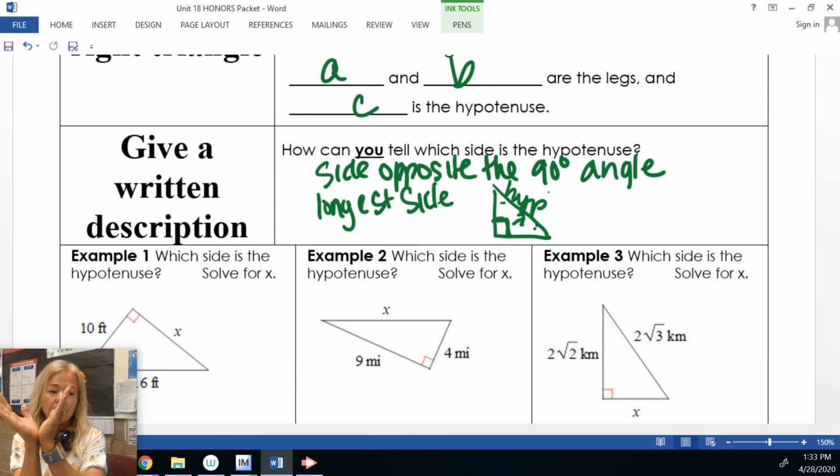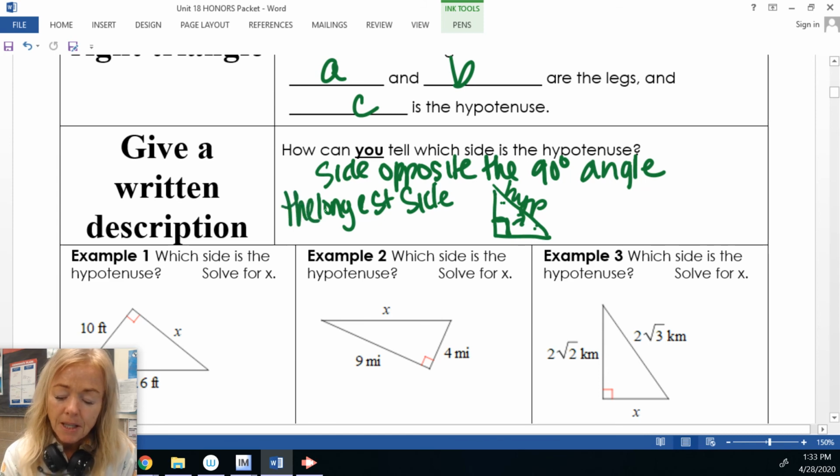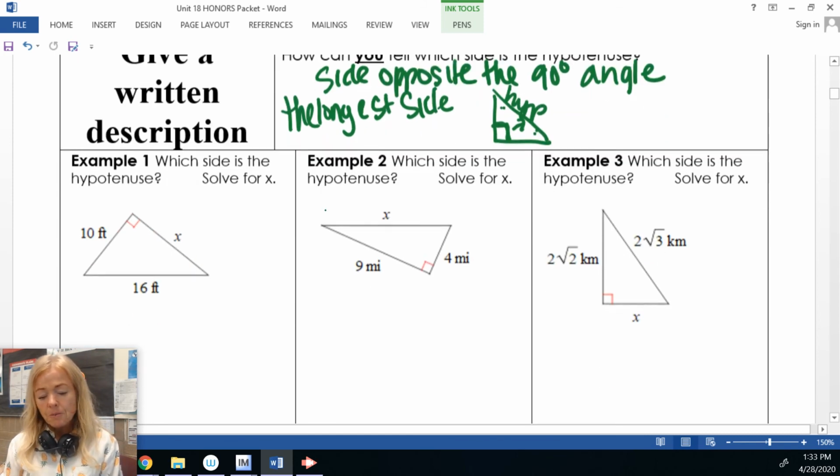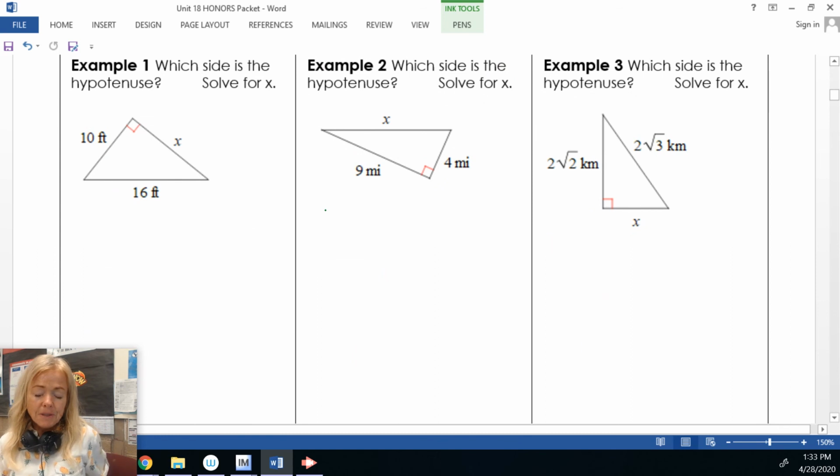You note that if I have the biggest angle of these three, the side that's going to be across from the biggest angle is going to be the biggest side, the longest side. So however you want to say that, it should be in your own words. So let's look at a few examples.